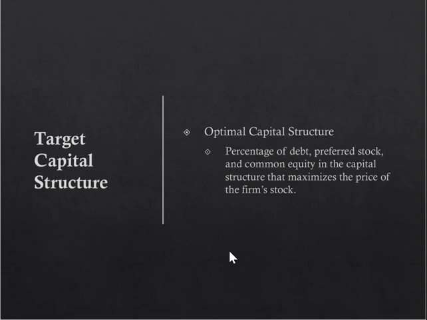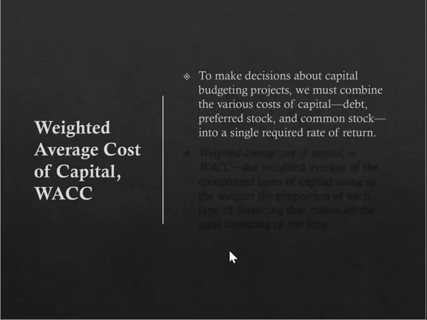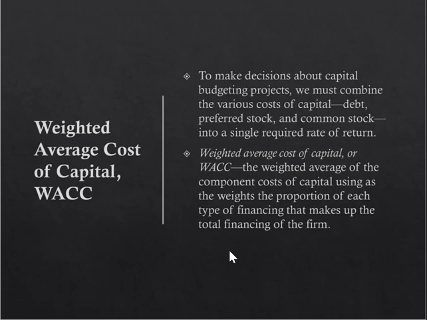The optimal capital structure is the percentage of debt, preferred stock, and common equity in a capital structure, or capital stack, that maximizes the price of the firm's stock. Because again, if you go back to the top of the course, if your primary responsibility is to maximize value to the shareholders, your job at that point is to maximize the value of the common stock.